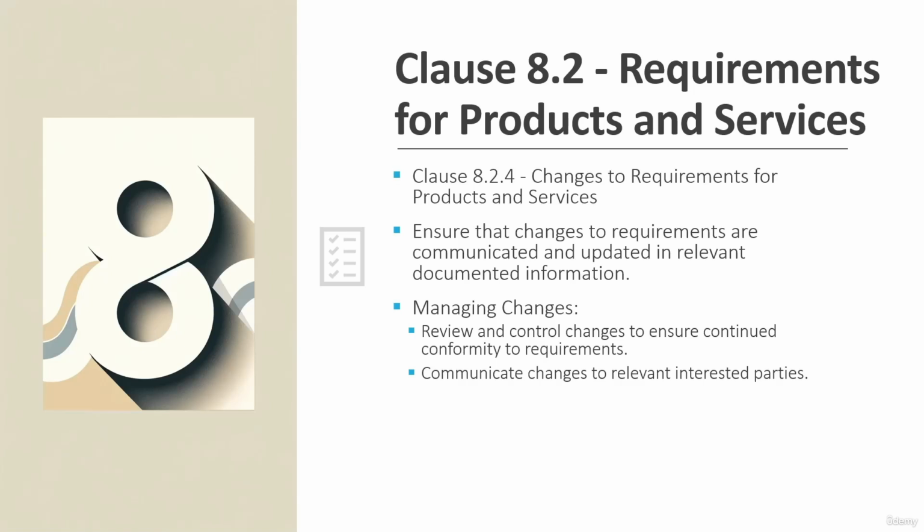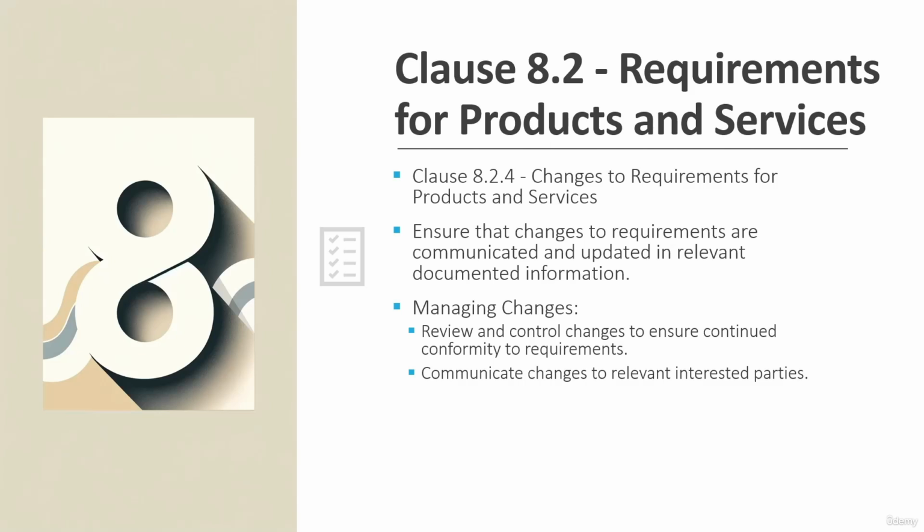Coming to the last part of 8.2, which is changes to requirements for product and service. So let's say you had a good communication with your customer, that is established, you understood the requirements and you made sure that you can meet those requirements. Now what happens if there are changes to the requirements for the product or service? In that case, the organization needs to make sure that those changes are properly communicated to the right people in the organization and they are properly documented. So whatever documented information you had earlier, you might have to update that. And before you implement those changes, they need to be reviewed and controlled to make sure that the product and service is still meeting the requirements.